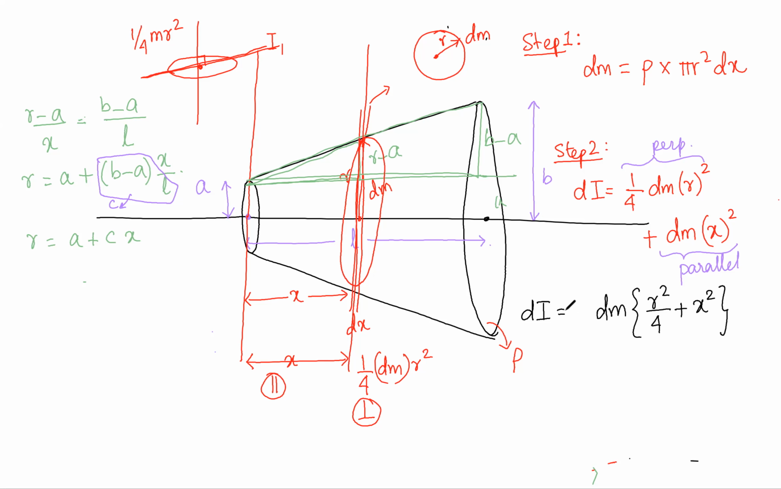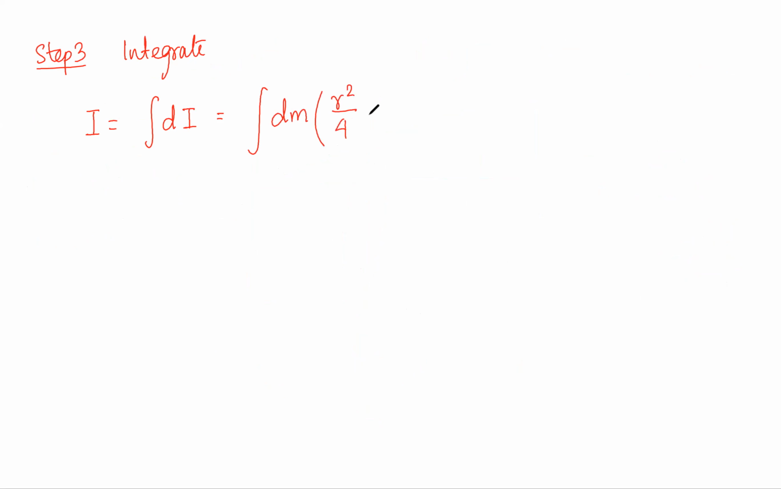Now step 3. So I'll have to turn the page. Step 3 is to integrate. So you will be writing I is equal to integration of dI, which is equal to the integration of dm into r square divided by 4 plus x square. It might look like there are two variables, but r depends on x, and only x ranges from 0 to L. So you integrate from 0 to L.